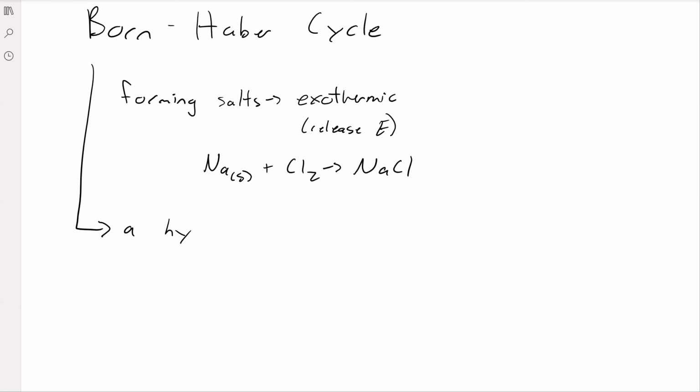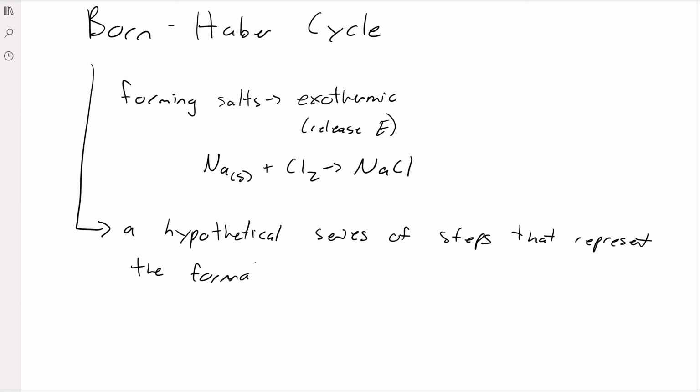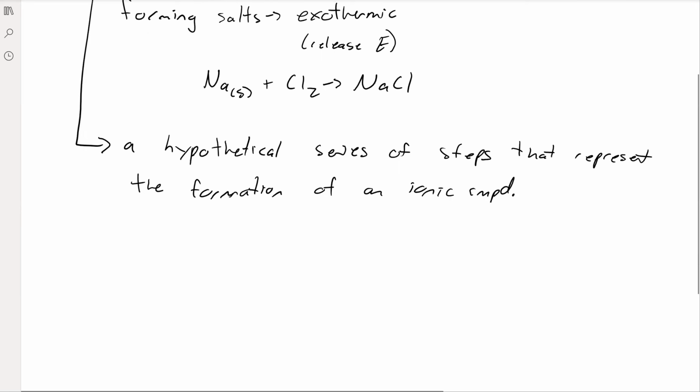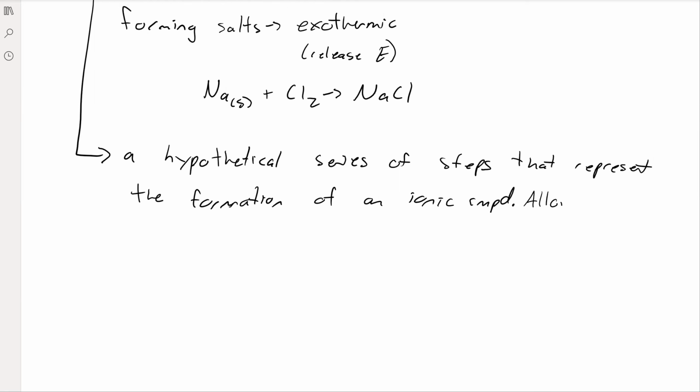The Born-Haber cycle is a hypothetical series of steps that represent the formation of an ionic compound. So it's not actually what happens, it's just hypothetical. And what this allows us to do is calculate the lattice energy. And the lattice energy is related to the ionic strength of these compounds.